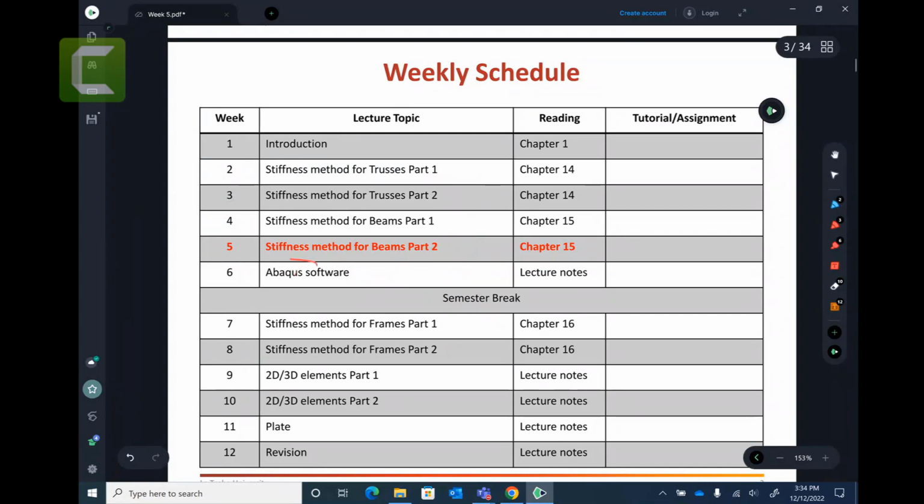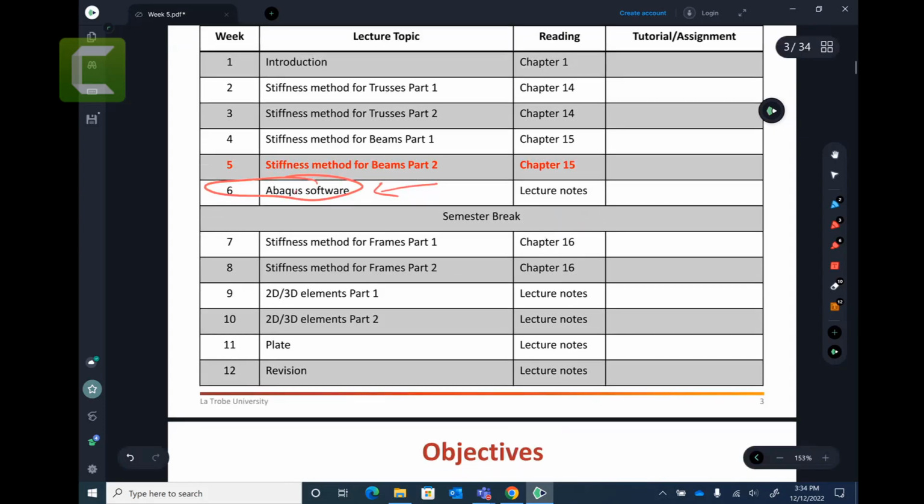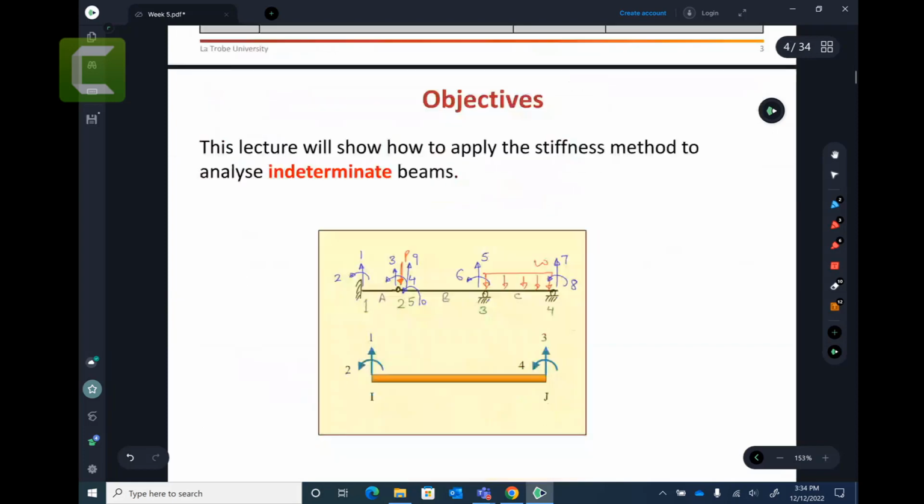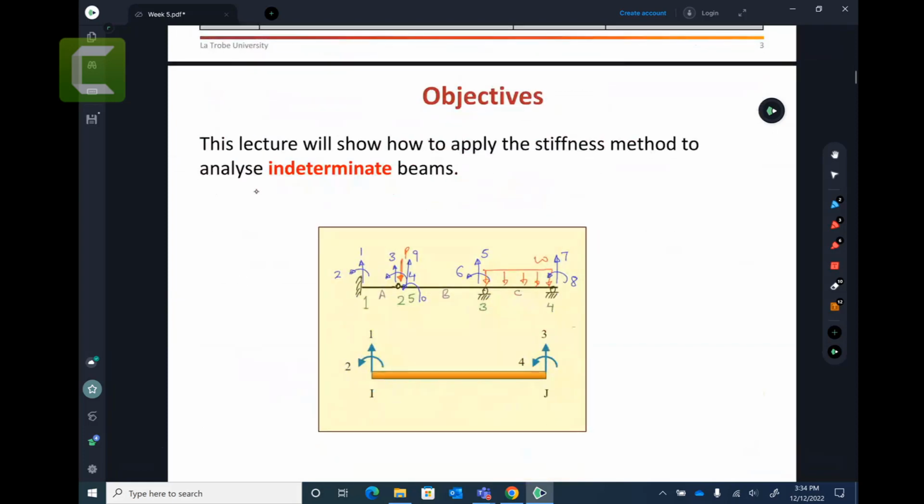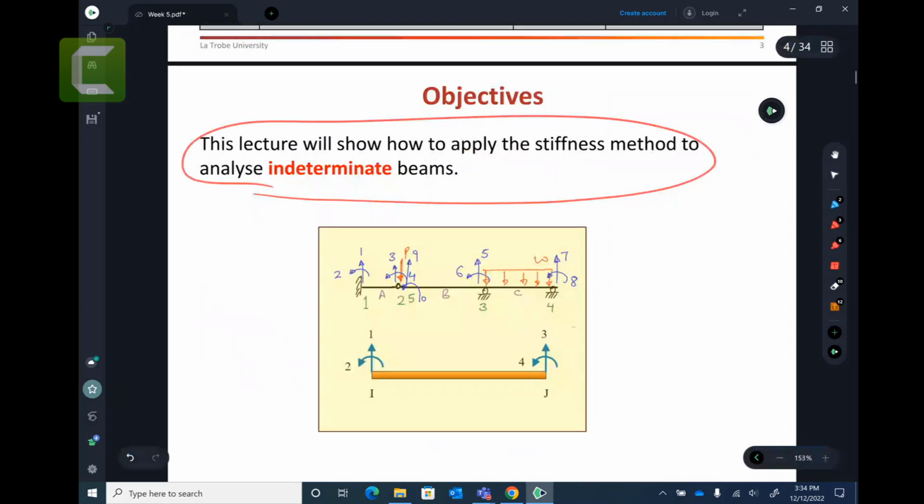I talked with the tutors, and they say they are already discussing the Abaqus software in the workshop. Therefore, I'm fully putting this week toward assignment help, so we can smoothly finish the assignments, because due to online and face-to-face and all sorts of different challenges, there is not much opportunity otherwise. This week we just want to finish the topic on the stiffness matrix of the beams.